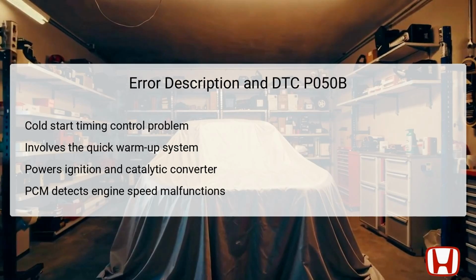The PCM, an integral part of engine management, monitors key parameters, including engine speed and throttle position. It uses specific thresholds to determine if the quick warm-up operation is functioning correctly. If the actual engine speed does not align with expected values, particularly at fast idle, the PCM will trigger this DTC, indicating a need for further diagnosis.